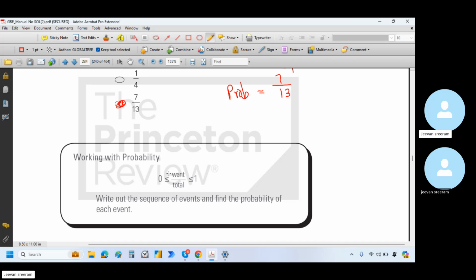So you know this, right? For an impossible event, the probability is 0. For a sure event or already happened event, that must be 1.